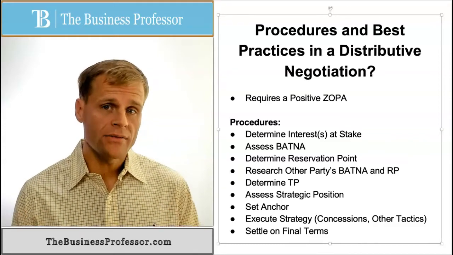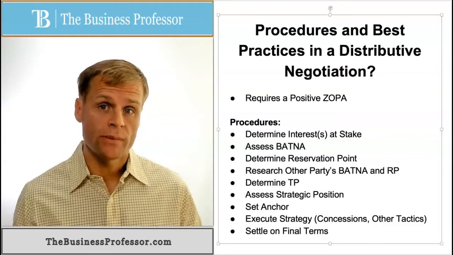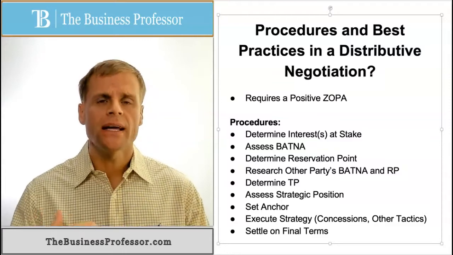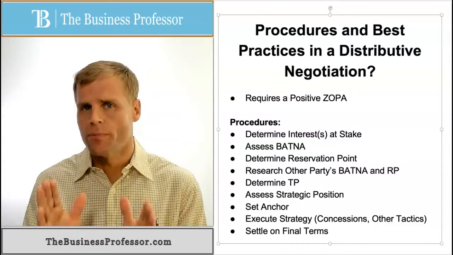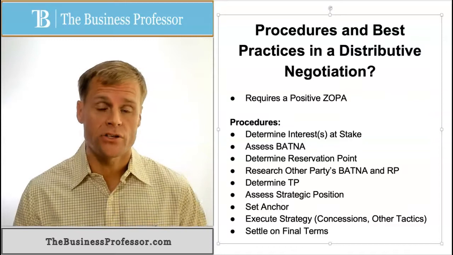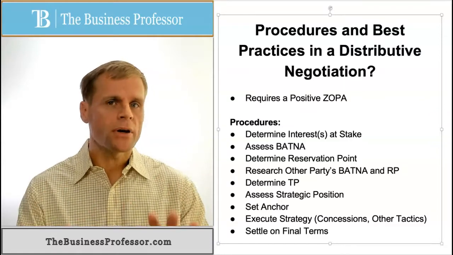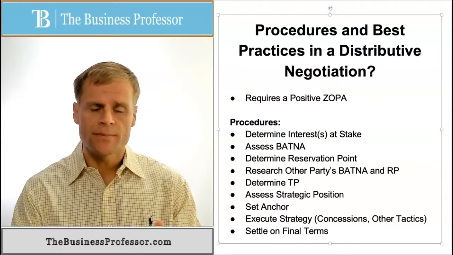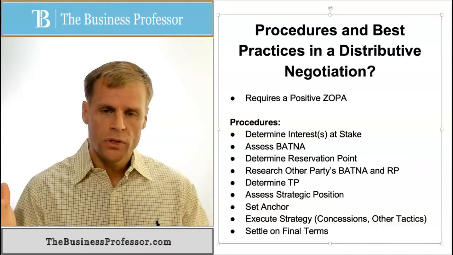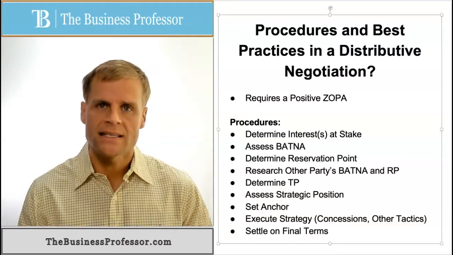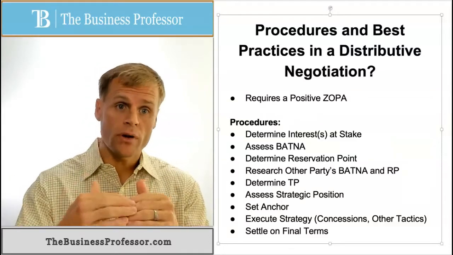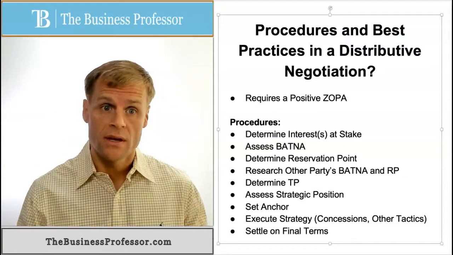Okay, in a prior video we discussed what is a distributive negotiation. In this video I'd like to talk to you about what are the procedures or best practices to follow in a distributive negotiation. Now remember, a distributive negotiation is a fixed pie. It is a mutually exclusive interest at stake that is finite in nature. If one party acquires more, the other party loses some of that interest.